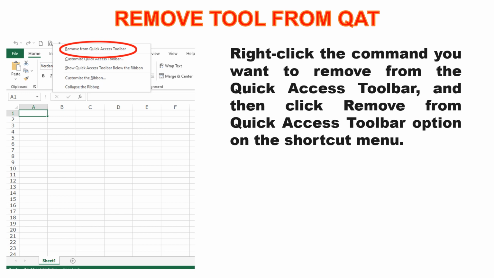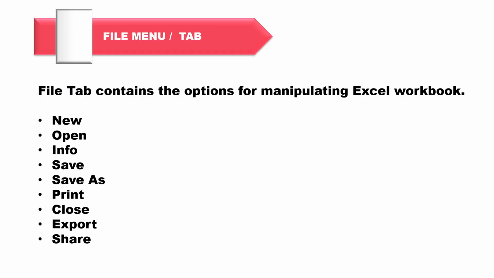Removing a tool from the Quick Access toolbar is done by just selecting the tool, right-clicking it and choosing the Remove from Quick Access toolbar, and then we will be able to remove the tool from the QAT.